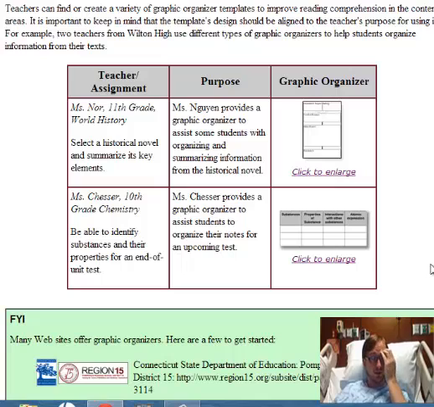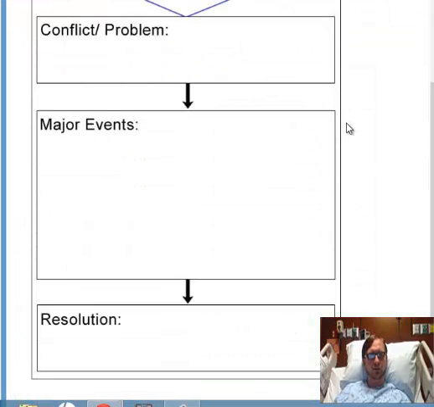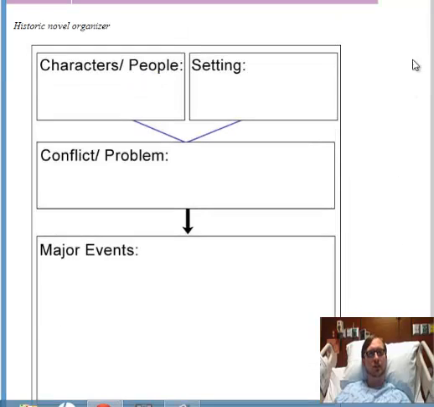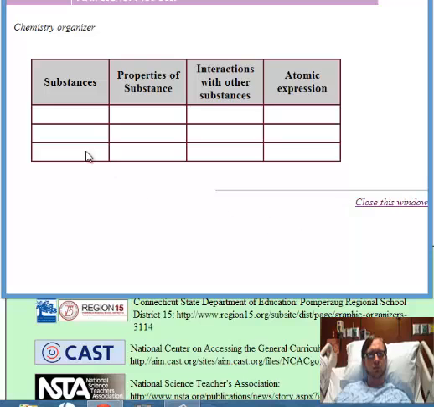Graphic organizers are probably one of the best ways whenever you're in the middle. You've gotten past the basic definition, but you're not quite to mastery. This is an example of chronology, maybe for a story or a history. Or here's an example of using one in chemistry, just a simple table.